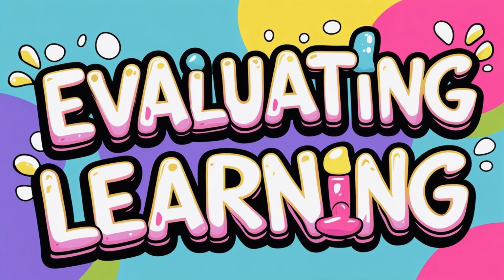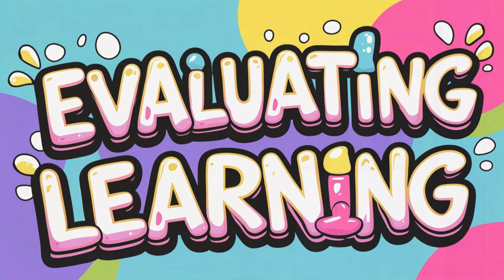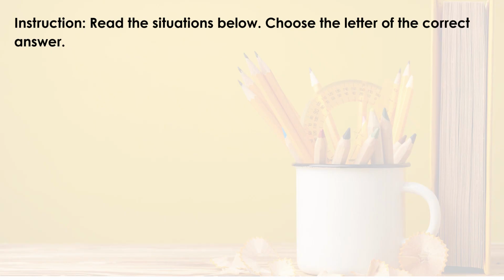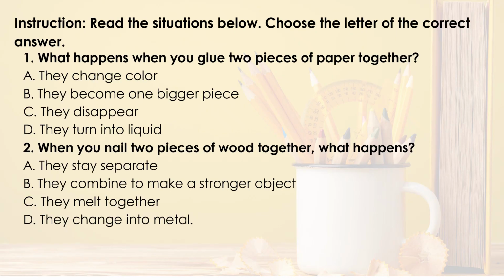For evaluation, kids. Instruction. Read the situations below. Choose the letter of the correct answer. Number 1. What happens when you glue 2 pieces of paper together? A. They change color. B. They become bigger pieces. C. They disappear. D. They turn into liquid. What is your answer? The answer is letter B.